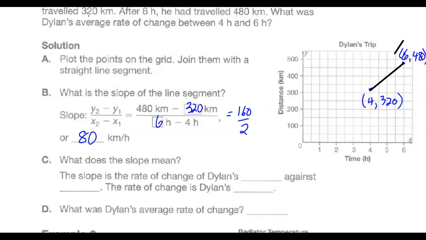So what does the slope mean? The slope is the rate of change of Dylan's distance against time. And so the rate of change is Dylan's speed. Anytime you're doing the rate of change of distance and time, really that's the speed that he's traveling. So average rate of change is his average speed of 80 kilometers per hour.